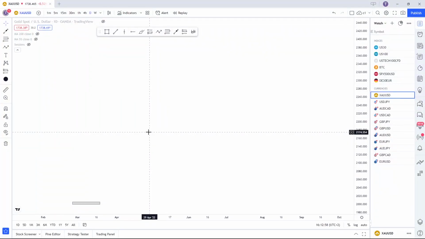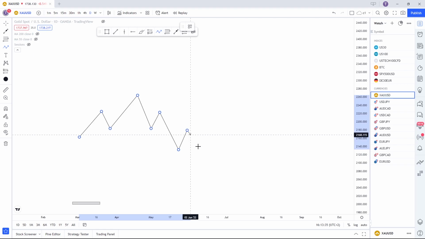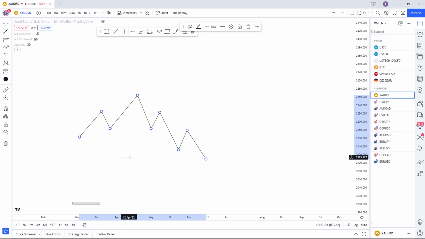Hi, in today's video I'm going to be showing you how to trade the heads and shoulders pattern. This is how I trade the heads and shoulders pattern. This is one of the patterns that is a high probability pattern. So if you spot this in the market, you make sure you trade this pattern.